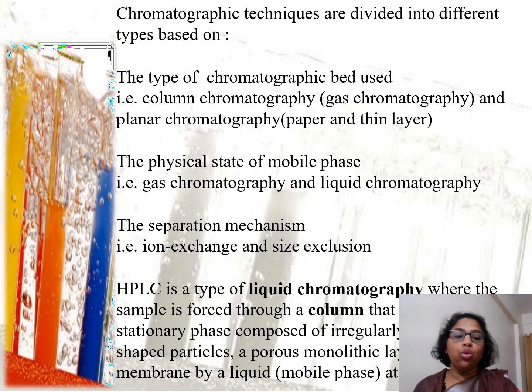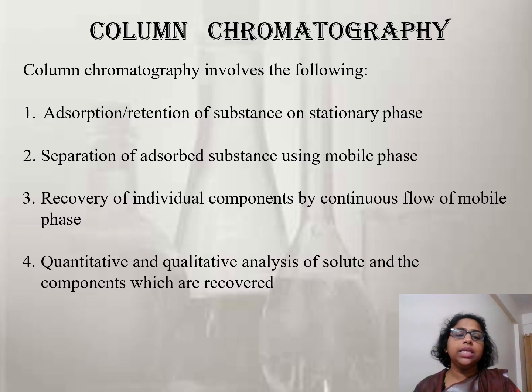So this is a liquid chromatography where the sample is forced through a column. Now this column has a stationary phase which may be of irregularly shaped particles, and it has a mobile phase which is liquid. So this is one of the types of column chromatography where it involves the following things: adsorption, retention, separation of adsorbed substances, recovery of the individual components, and quantitative and qualitative analysis of the solute and the components which are recovered.